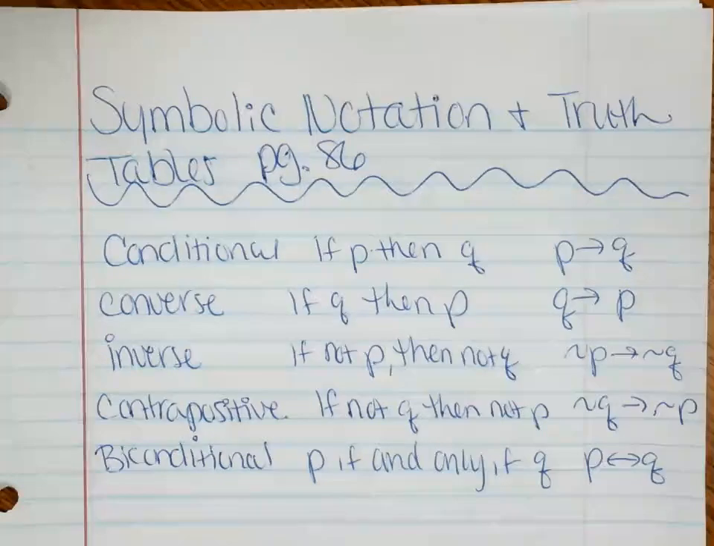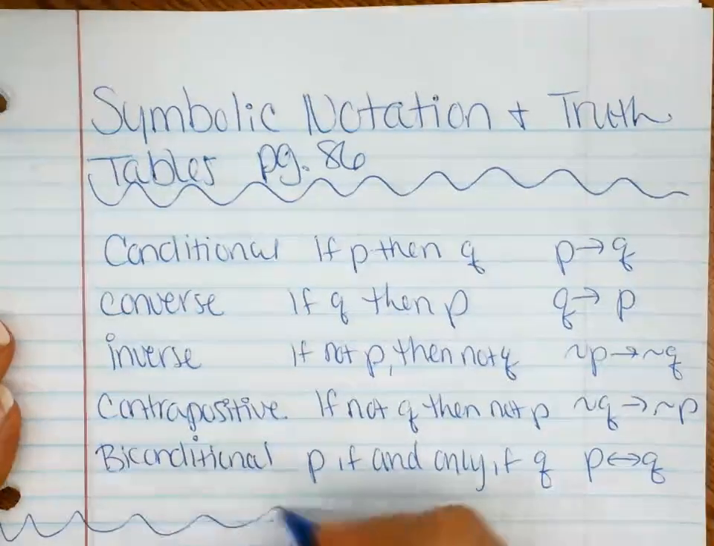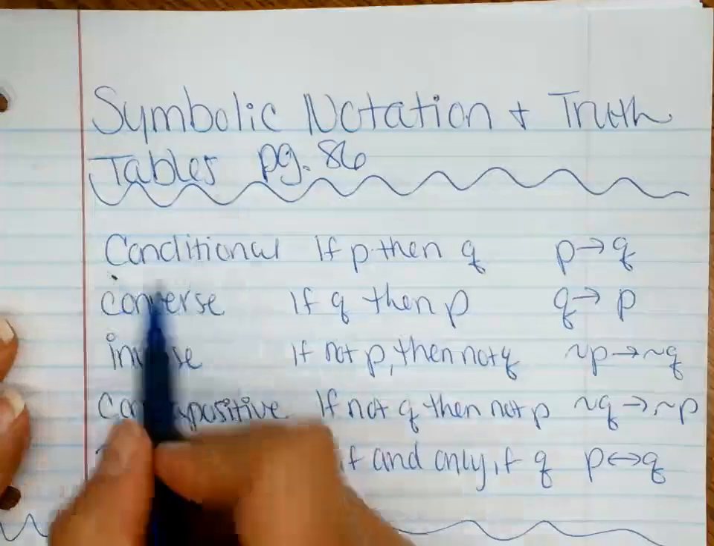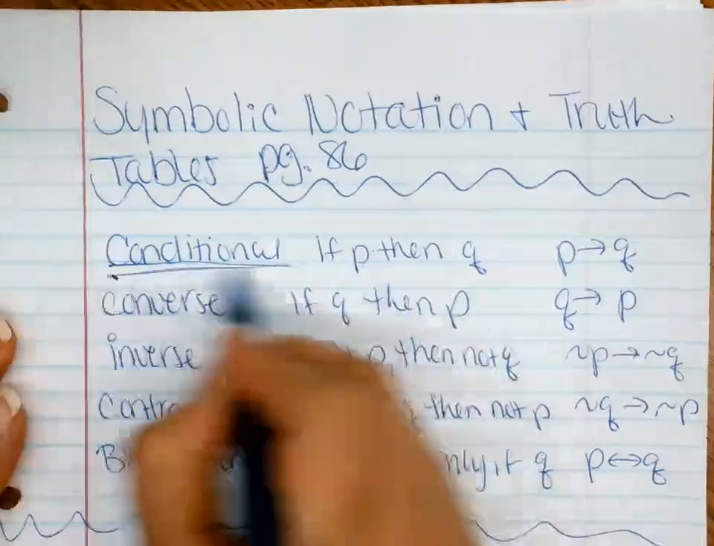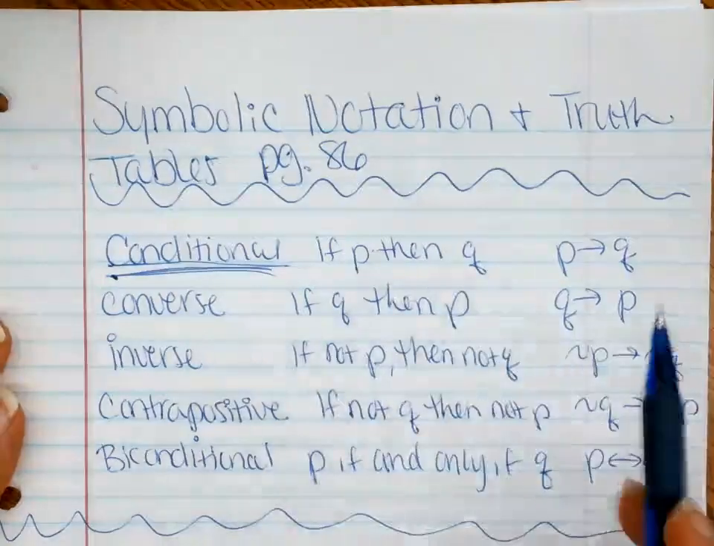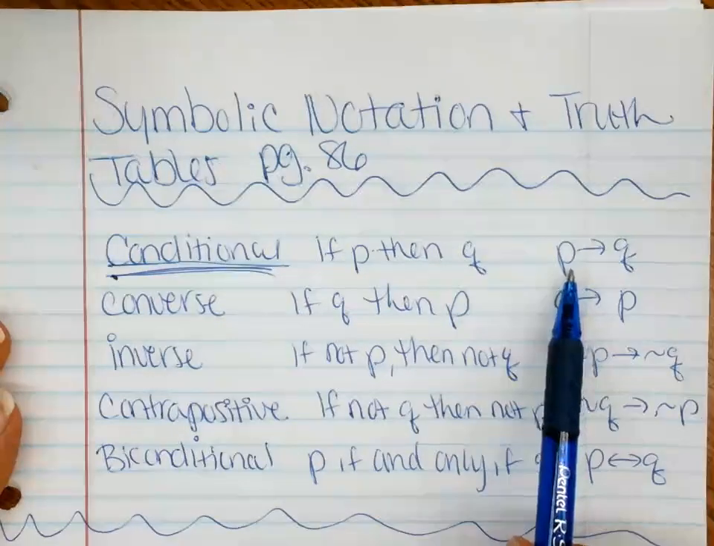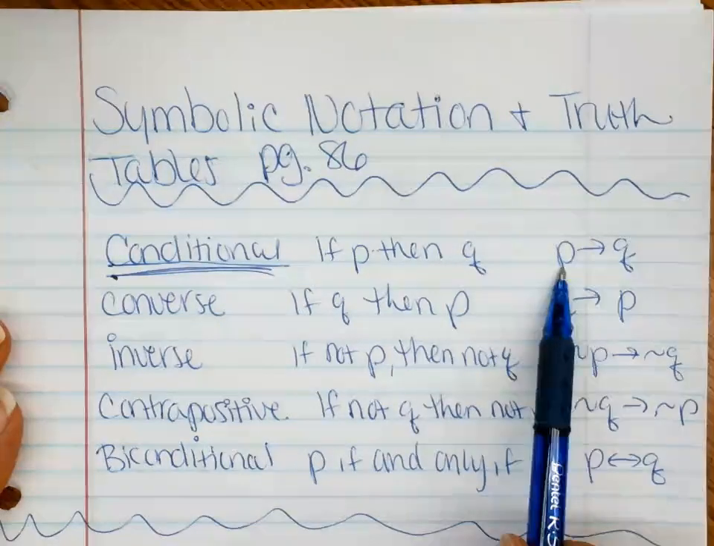Today's lesson is on symbolic notation and truth tables on page 86 in your textbook. So the first thing I want you guys to do is copy the four-year notebook on page 86, which basically is this, and it's just going over your symbolic notation. So just a quick review. A conditional statement is if P, then Q. In symbolic notation, you would write it P, arrow Q, which means if P, then Q.